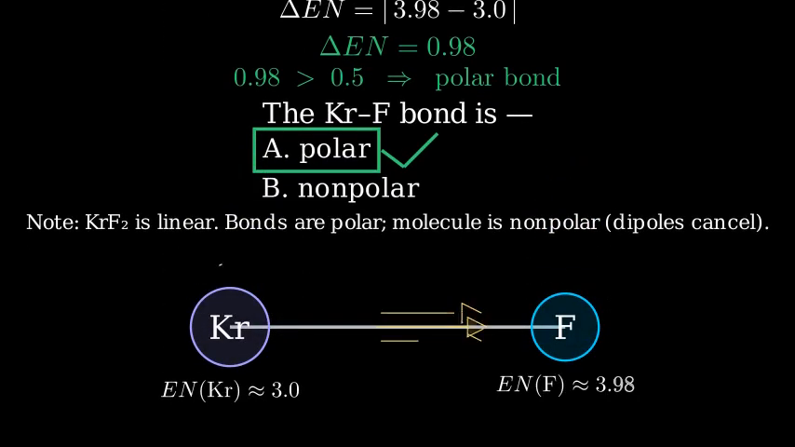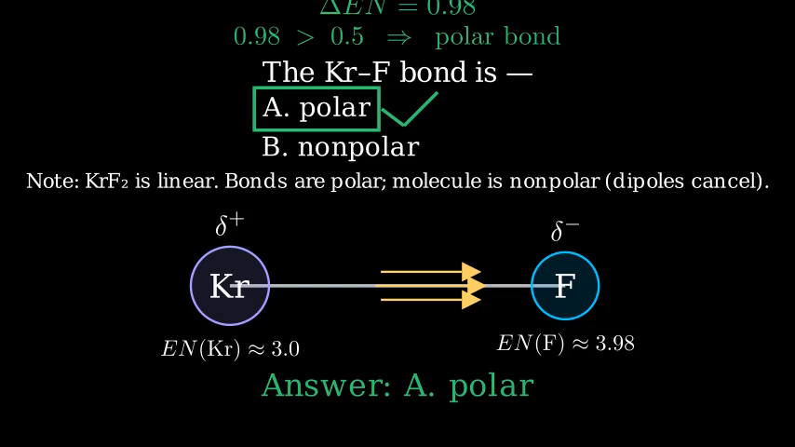Final intuition: fluorine has the stronger pull, so electron density shifts toward fluorine, leaving krypton slightly delta plus and fluorine slightly delta minus. That is the signature of a polar bond. Summary: the Kr-F bond is polar because delta En equals 0.98, which is larger than the nonpolar threshold.